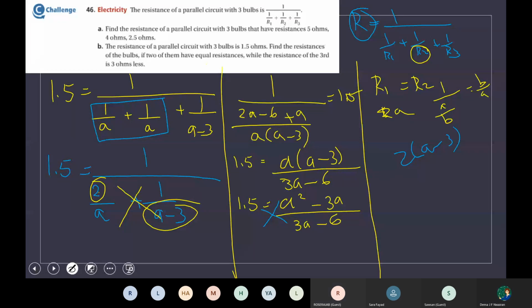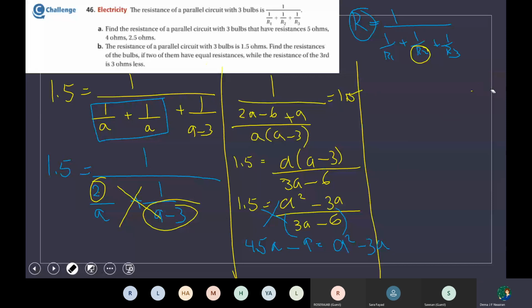Okay, so not A. So it will be 1.5 times 3A, which is 4.5A. I will use the distributive property, minus 1.5 times 6. 6 times 1 is 6. 6 times 0.5 is 3. 3 plus 6 is 9, so it will be minus 9. Equal A squared minus 3A. Then after that, here, 4.5A minus 9 equal A squared minus 3A.